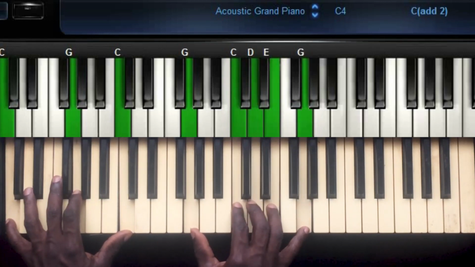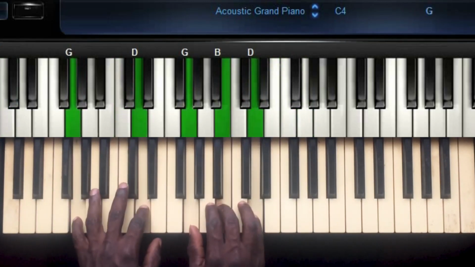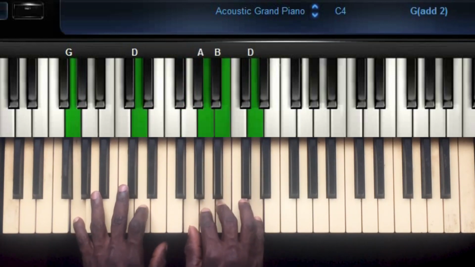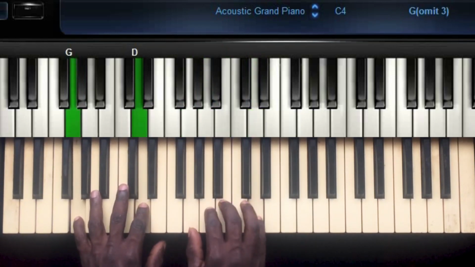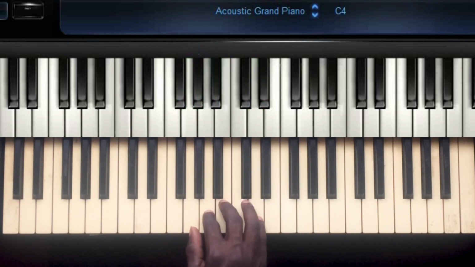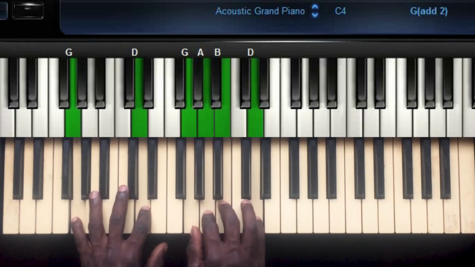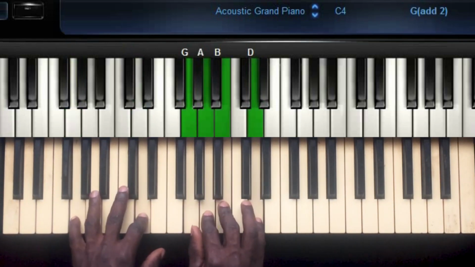Then he continues on the 5th. Oh, oh, oh, oh. You stay on chord 5 again. Oh, then they respond.